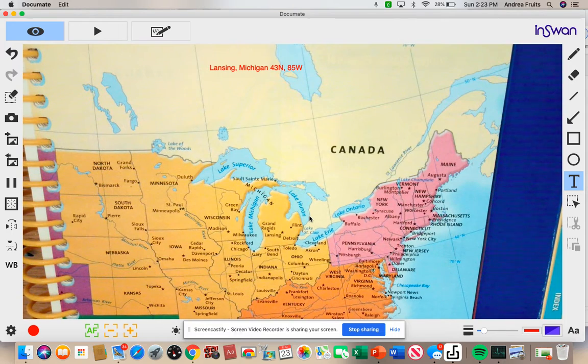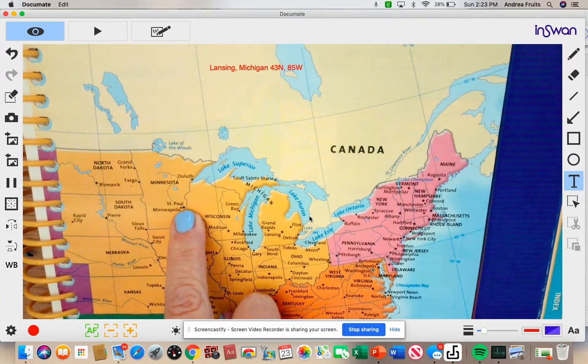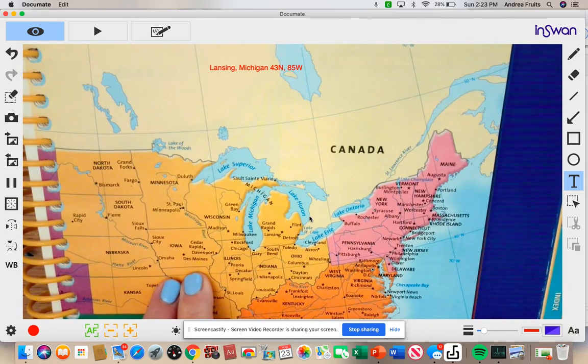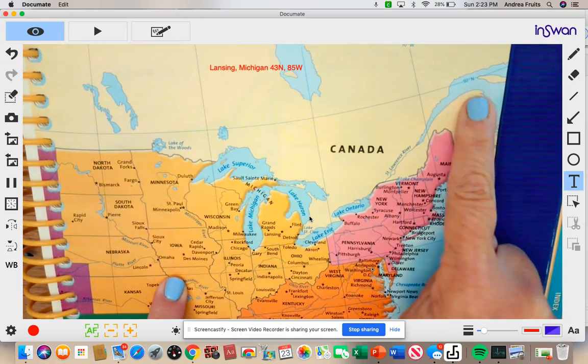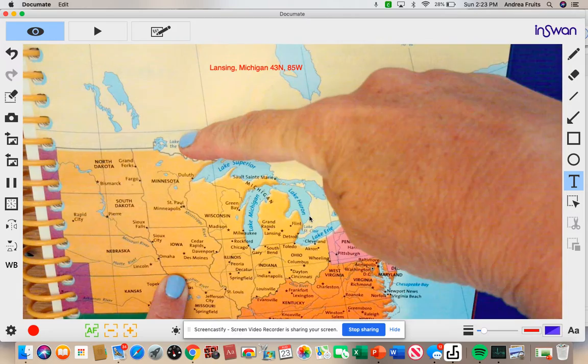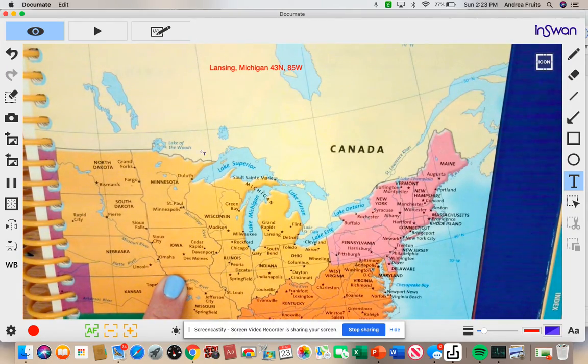If I try another example, I'm going to try St. Paul, Minnesota. So if I come over here, here's Minnesota. I'm looking up here. Oh, there's St. Paul right next to Minneapolis. Again, I need to figure out what is the location. Here's my 40 degrees latitude. Here's 50 degrees latitude. St. Paul is also between 40 and 50 degrees.